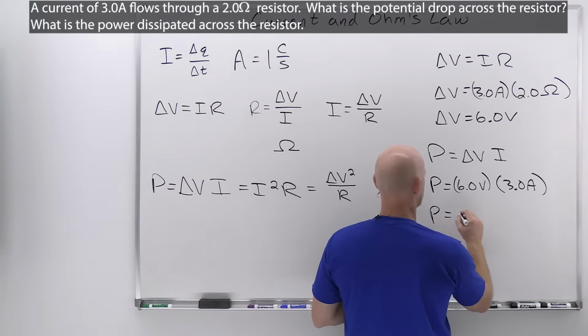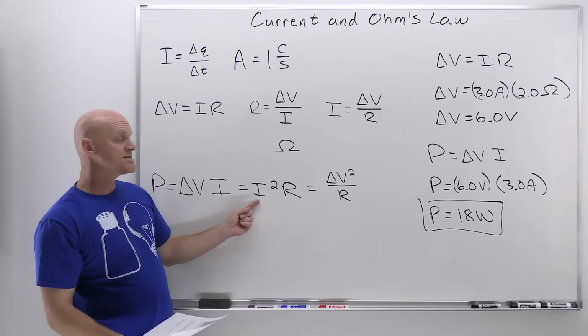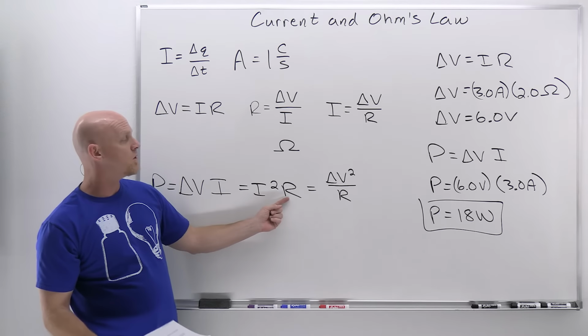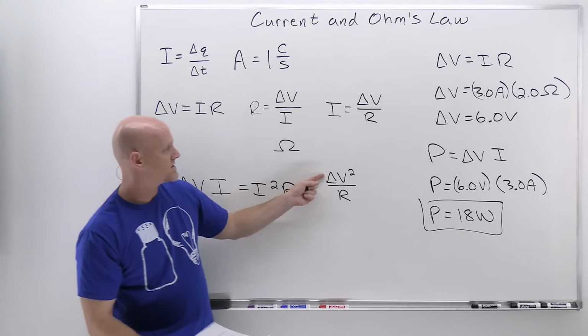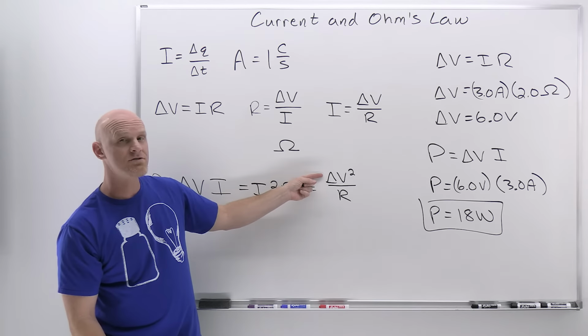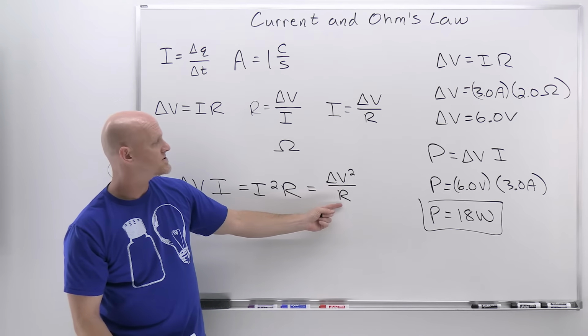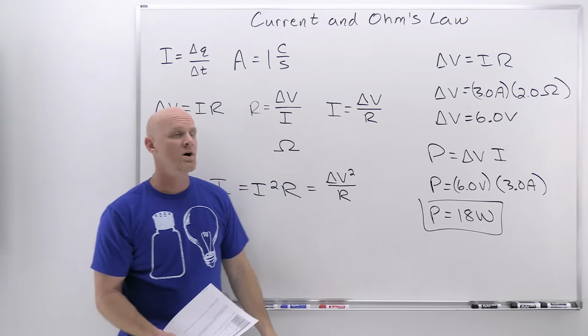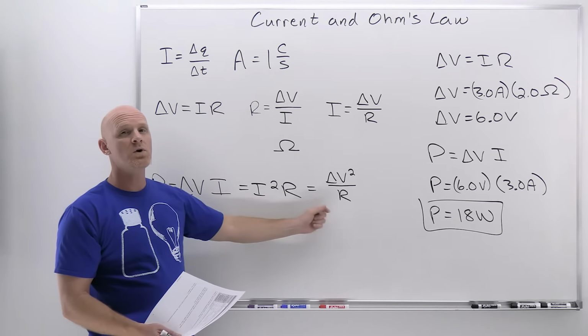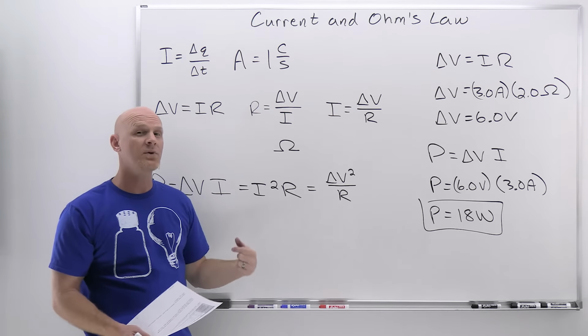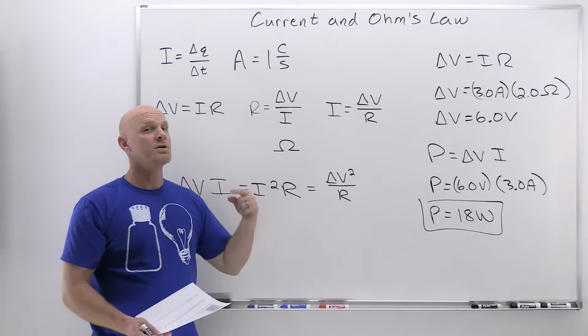And you can see how the other 2 formulas would have led us to the same place. So I squared times R would have been 3 squared, which is 9, times a resistance of 2 ohms would have got us 18 watts. Or delta V squared over R would have been 6 squared, or 36, all over R of 2 would give us 18 watts as well. So again, any one of these 3 should work. If they don't all 3 give you the same calculation, you might be making that rookie mistake.